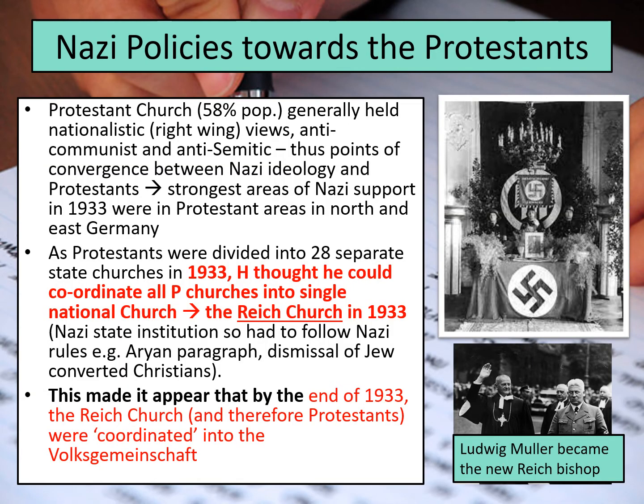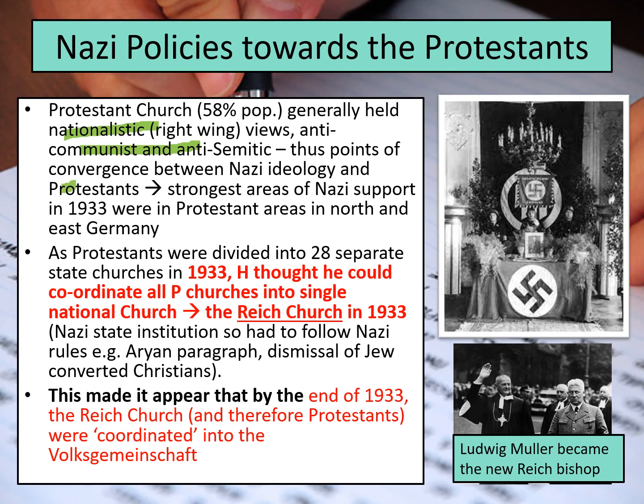As you know already, one of the Nazi aims towards the church was to try and gain control over the churches and then later weaken their influence. Now, the Nazis believed that the Protestant church would be easier for them to coordinate and control because generally they held lots of similar views to the Nazis. They were generally nationalistic, right-wing, anti-communist and anti-Semitic. Therefore, there were some points of convergence between Nazi ideology and the Protestants.